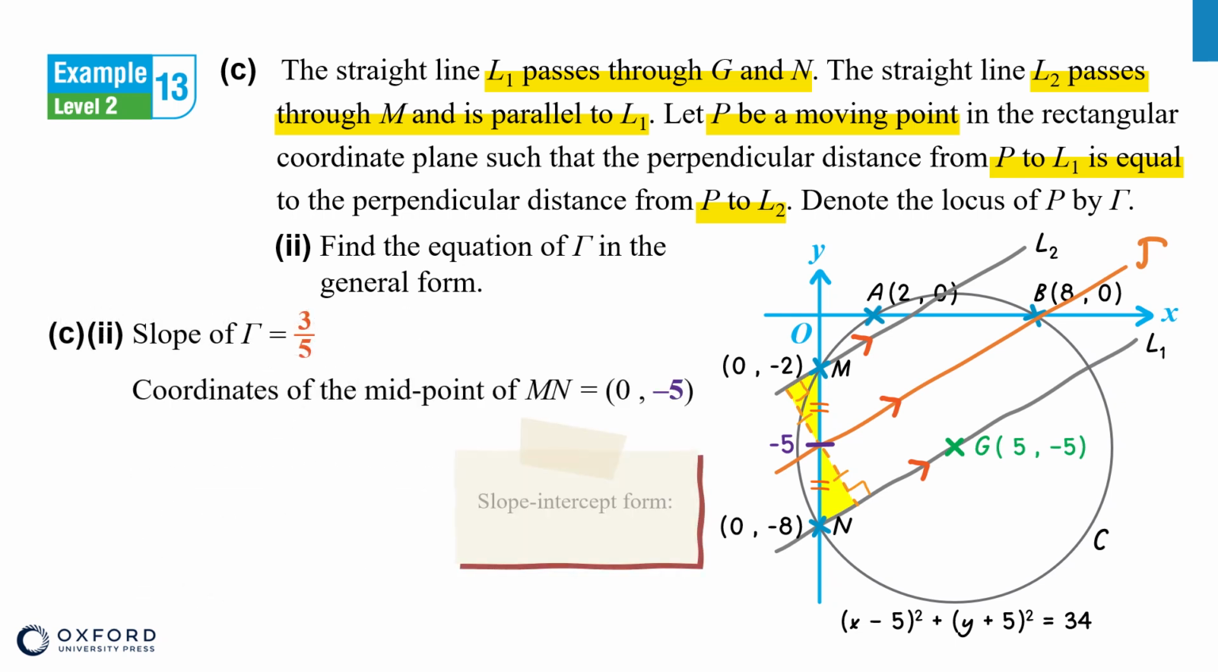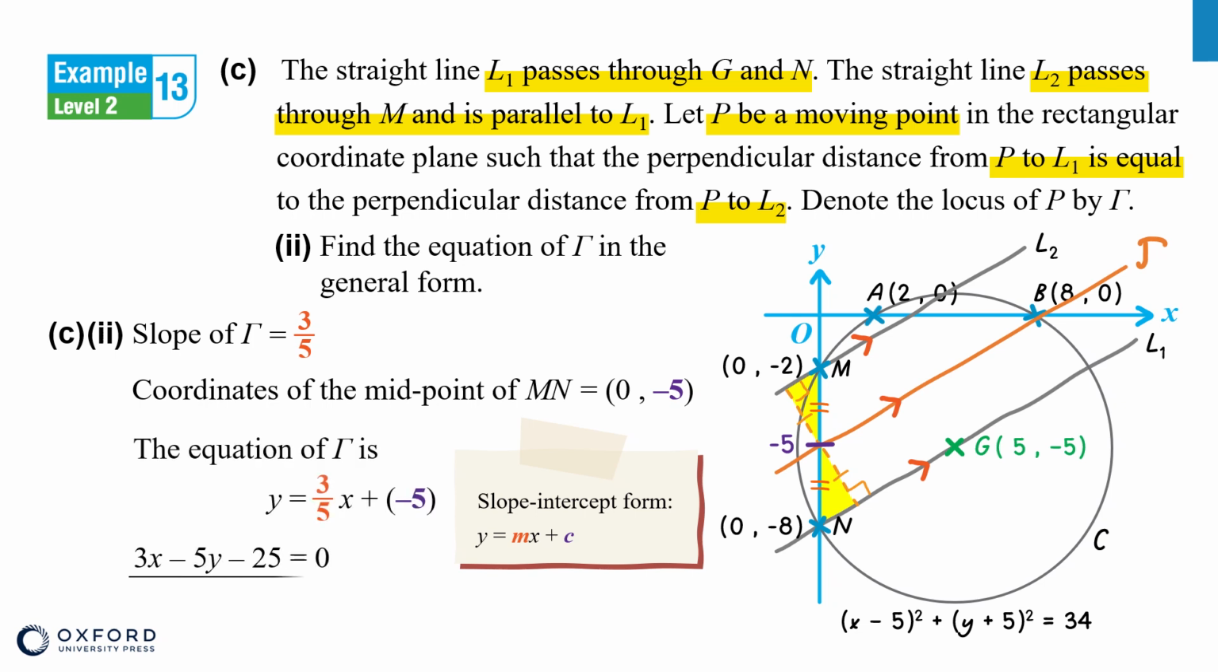Finally, using the slope-intercept form, y = mx + c, the equation of gamma is 3x - 5y - 25 = 0. That's it.